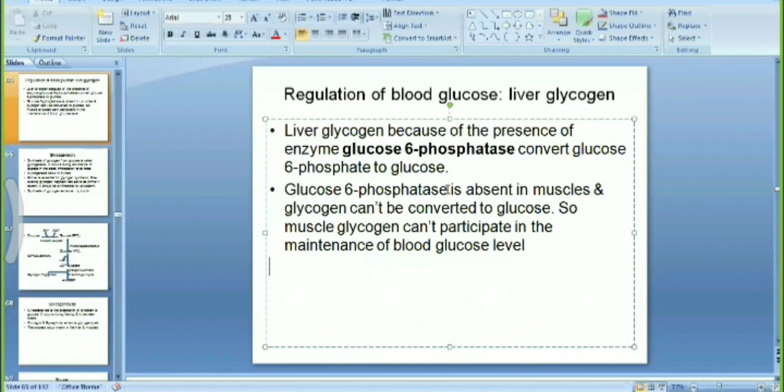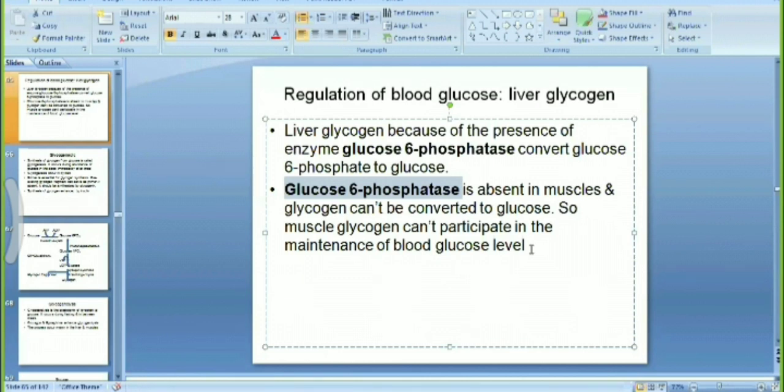Muscle glycogen is absent in glucose 6 phosphatase. That's why glycogen can't be converted to glucose. So muscle glycogen can't participate in maintenance of the blood glucose level. This is a very, very important point to note.